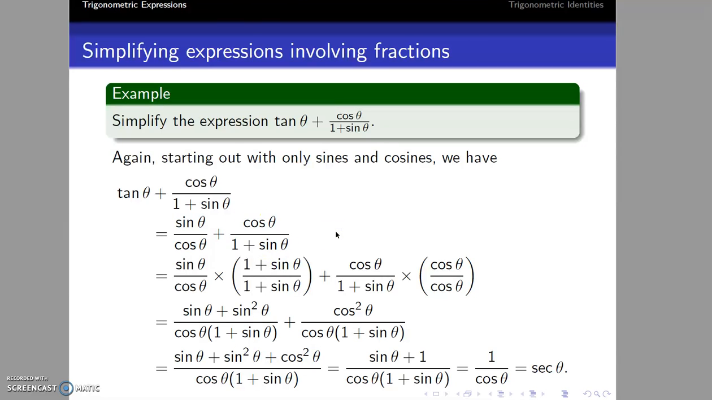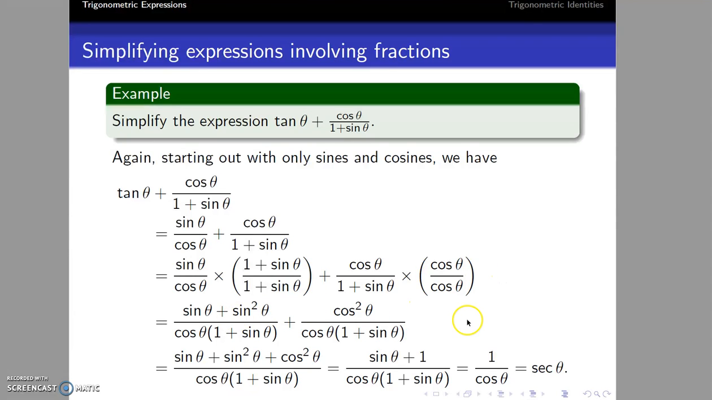In order to add fractions together, they have to have the same denominator. And the lowest common denominator between cosine and 1 plus sine is just the product, cosine times 1 plus sine. So the first fraction I need to multiply by 1 plus sine. Of course, I need to do that to both top and bottom. Also, for the second fraction, having denominator already of 1 plus sine, I need to multiply by cosine, top and bottom.